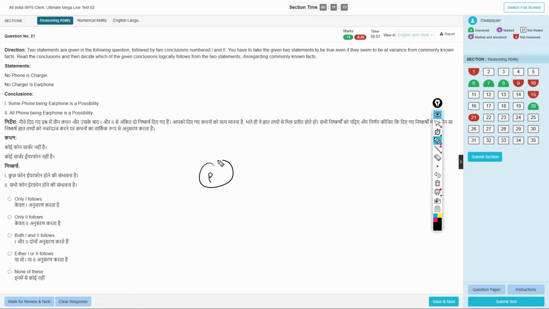No phone. Charger. No charger. Earphone. Okay. Some phone being earphone, possibility. All phone being earphone is a possibility. Both.